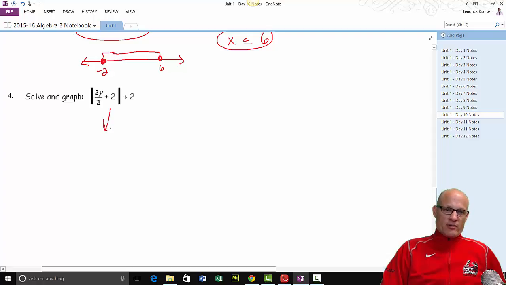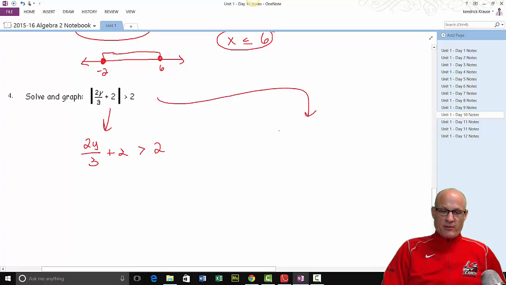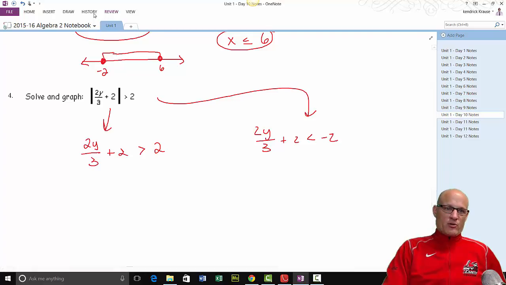All right, let's write the original. 2y over 3 plus 2 greater than 2. And we're going to write the flip it. 2y over 3 plus 2 is less than negative 2. Now, in order to solve this, again, don't forget, we're going to multiply through by 3 because we have to get rid of that fraction situation. So these cancel.